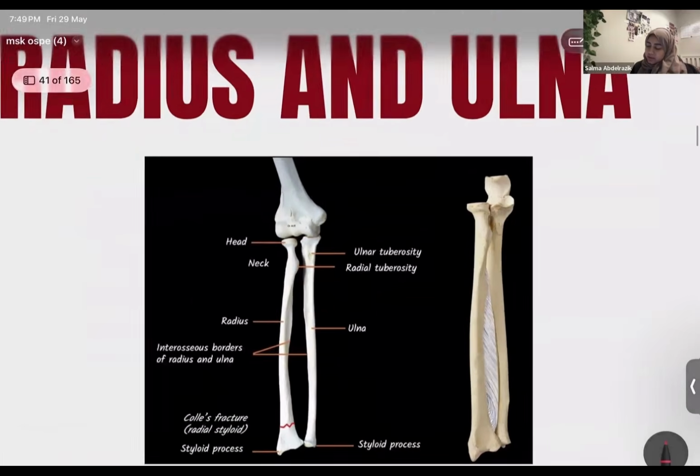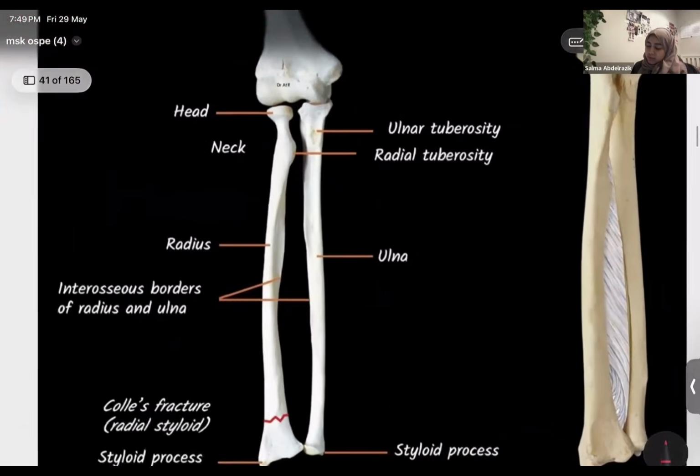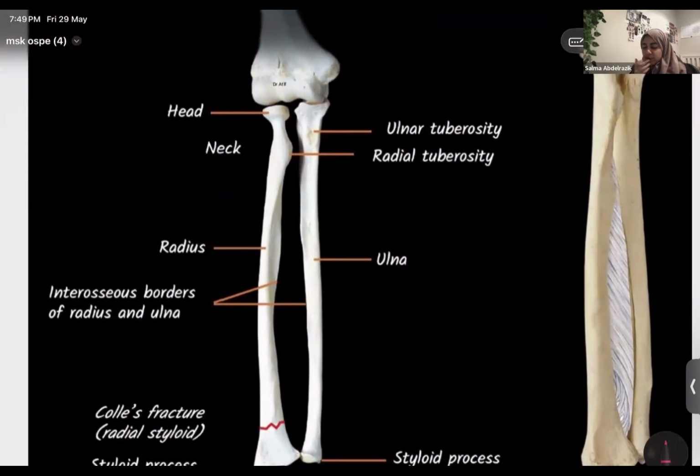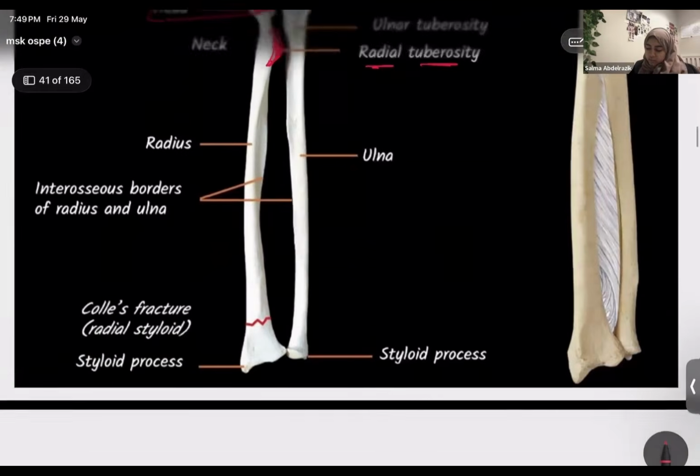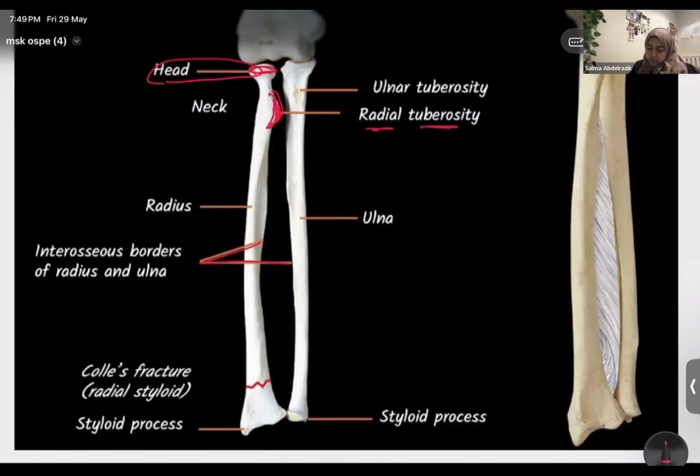Cool. This is the radius and ulna. Let's go through it because you need to be able to name it. I remember this coming in the exam. We have the head of the radius. It's like a circle. And then we have the neck. And then we have a protrusion, the radial tuberosity. And then this is the radius shaft, the whole radius. And then we have the interosseous border of the radius and ulna, basically this side.